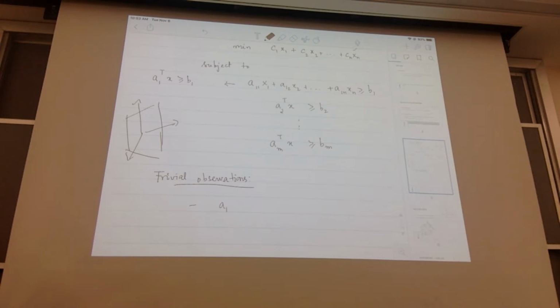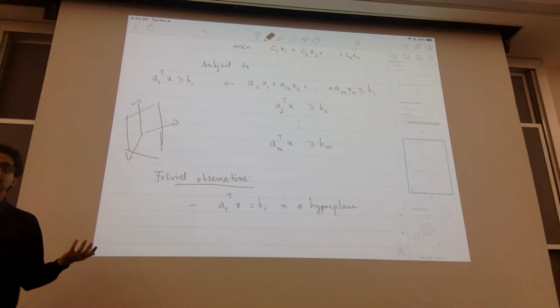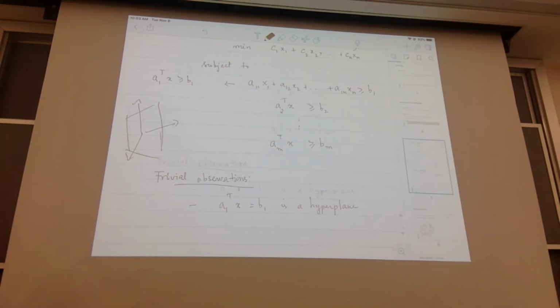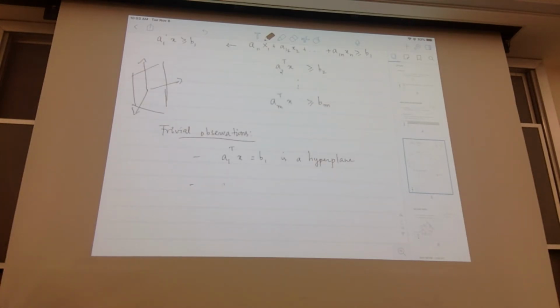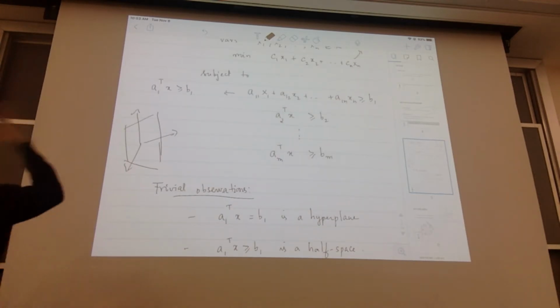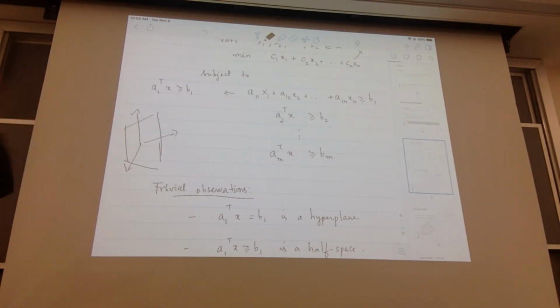Okay, so A1 transpose x equals B1 is a hyperplane. These are also, in some sense, definitions. So this is a hyperplane. And A1 transpose x bigger than or equal to B1 is a half space. So each constraint is a half space, and it defines the set of all x that are feasible.